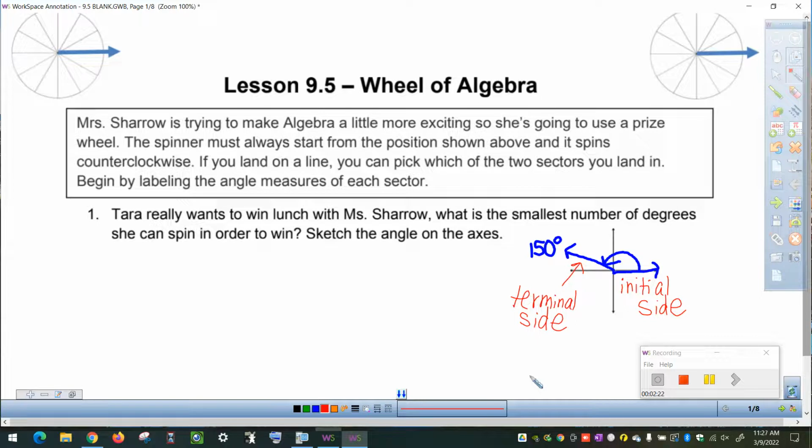And the angle that we're measuring, the rotation part, is just however many degrees we have to travel to get from the initial side to the terminal side. When we have our drawing set up like this, where the initial side is placed where it is, we call this angle in standard position.